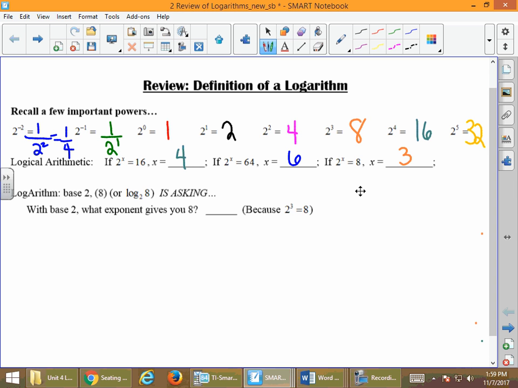And when we did the logarithmic arithmetic in Algebra 2, and as we look at it here today as well, what we're really looking at is logarithms. I capitalized the A because there's a syllable there, logarithm. I don't pronounce it as well as I should, but I'll emphasize it there. Logarithm base 2 of 8, or log base 2 of 8, is asking, with base 2, what exponent gives you 8? And we just found out, because 2 to the 3 equals 8, our exponent must be 3 in this case.